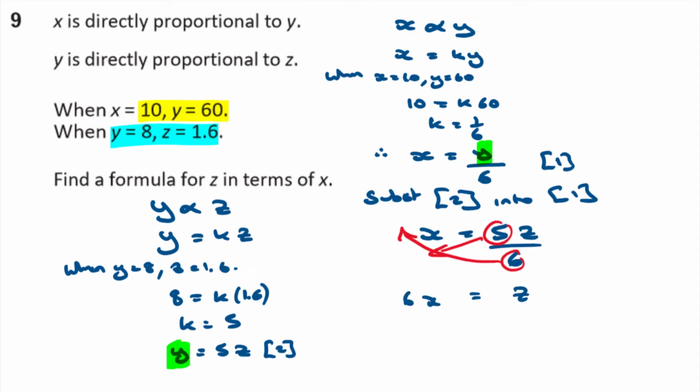The 6 is going to come up. The 5 is going to go down. So z is 6/5 of x. Okay, z equals 6x over 5.